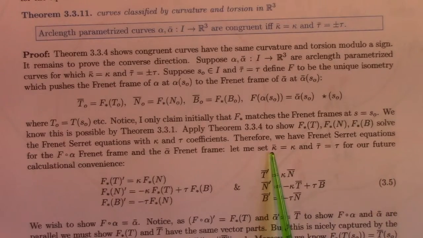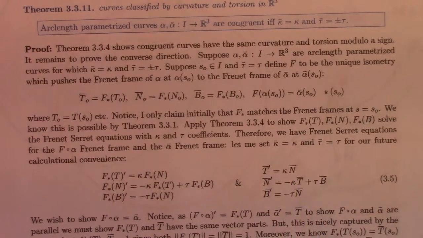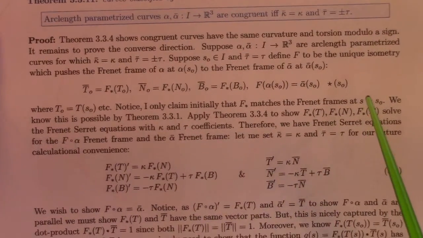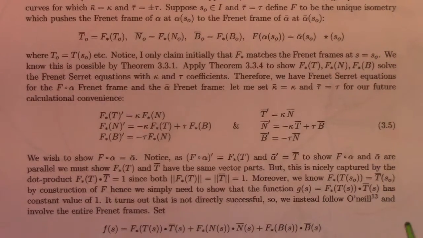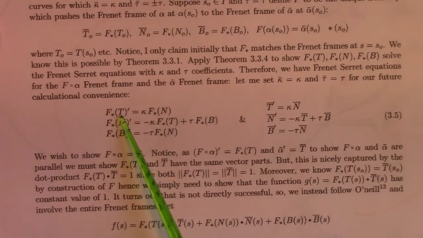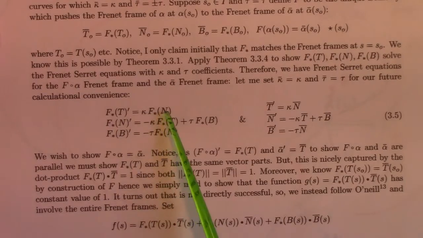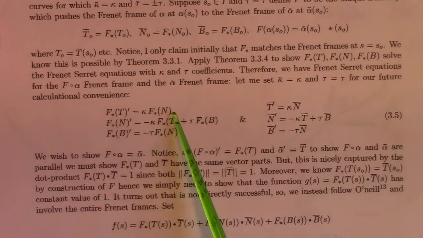Since we're given that the curvature and the torsions match, we can write down the Frenet-Serret equations for the push forward and for alpha bar. Well, the push forward's coming from applying that push forward theorem, right? We push forward the T, N and B frame. I'm getting this because I know that T prime is kappa N, right? So because of the properties of the push forward, I also get that the push forward of T derivative primed is kappa times the push forward of N.